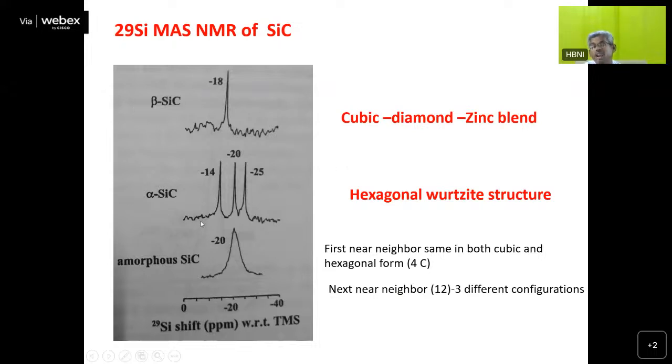Whereas in its alpha form there are at least 3 crystallographically different silicon structural units, which have been obtained by silicon-29 MAS NMR. In fact, if you do very careful X-ray diffraction studies, we can also fit this silicon carbide structure into 3 different silicon structural units. But the moment you convert crystalline silicon carbide to amorphous silicon carbide, what happens? It is neither cubic nor hexagonal, and we get a broad distorted silicon peak, as can be seen from this NMR spectrum, at a chemical shift value of -12. So for the silicon next-nearest neighbor, 12 to 3 different configurations are possible. So hope it is clear.